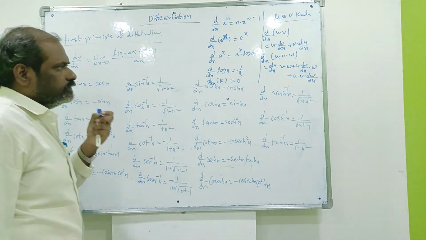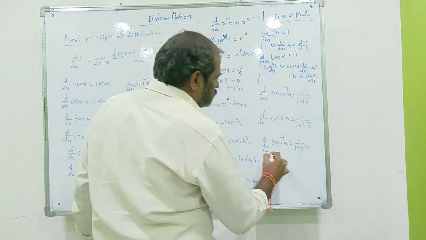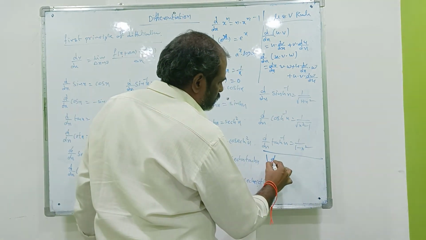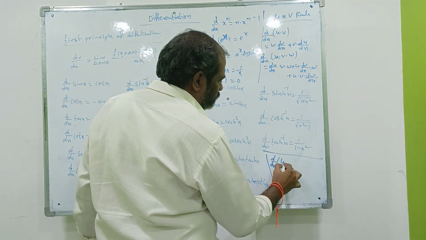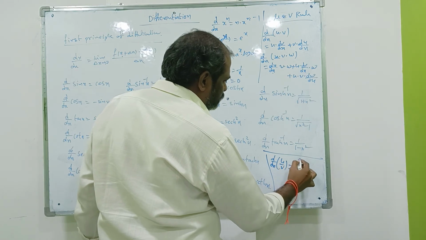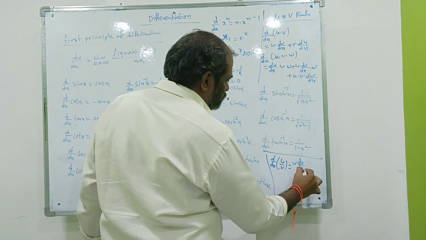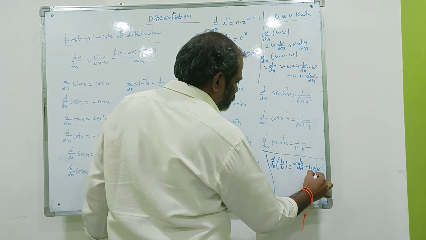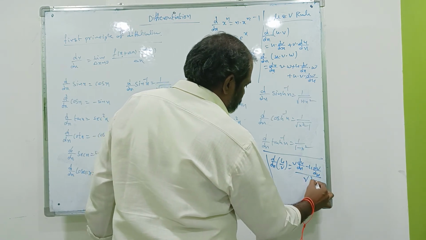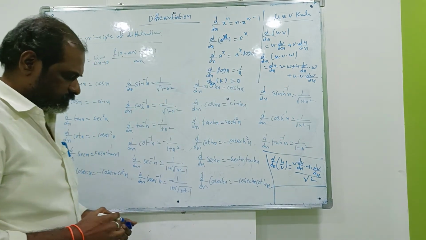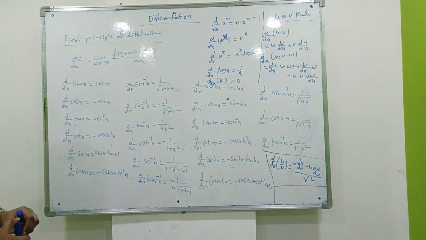Next one, the u by v rule. Differentiation of u by v, d by dx of u by v: first write v into du by dx minus u into dv by dx, all divided by v square. This is the u by v rule. These all are important formulas from differentiation.